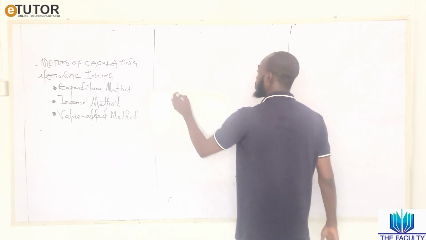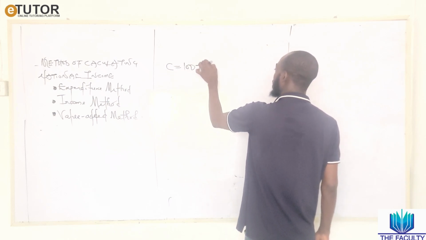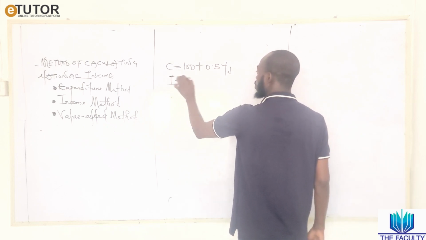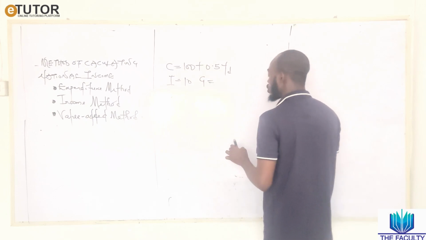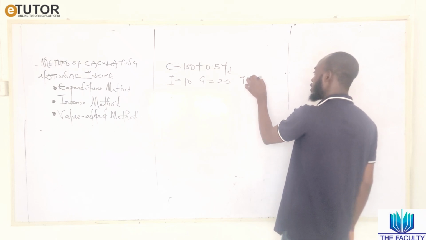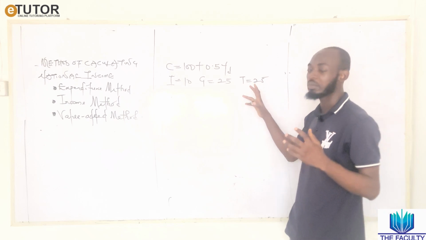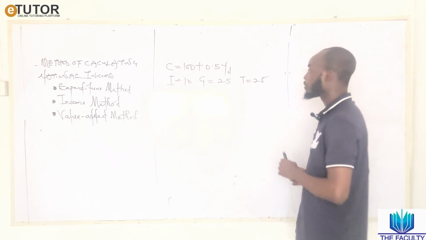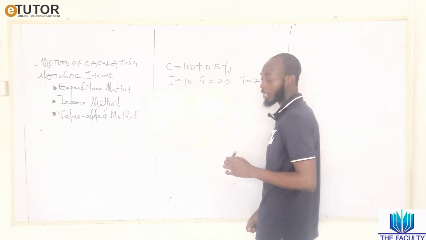So let's go with a question which says C is equal to 100 plus 0.5 YD. We have our investment to be 10, our government expenditure to be 25, and let's regard our taxation to be 25. The first approach I'll be using is a closed economy, because we explained GDP to ourselves. Let's look at the key metrics that we are going to be calculating here.